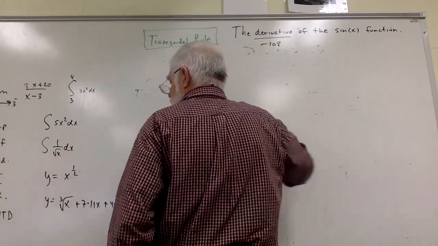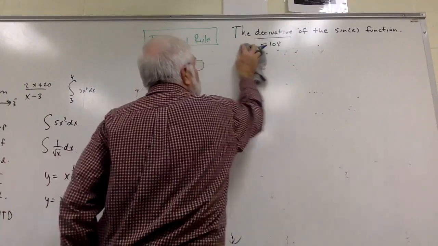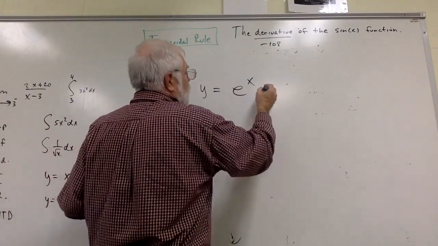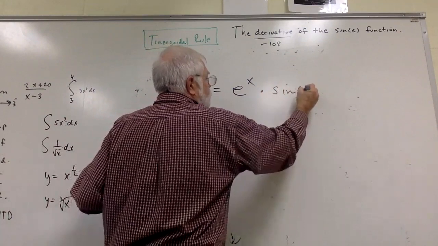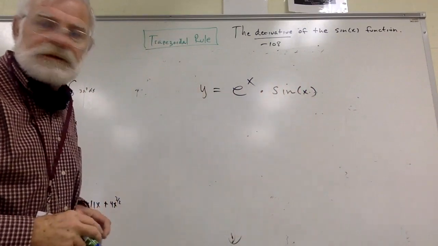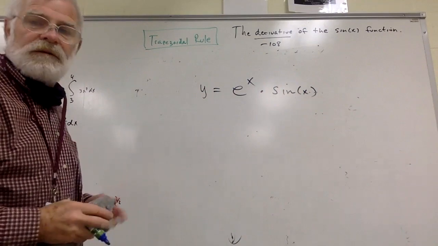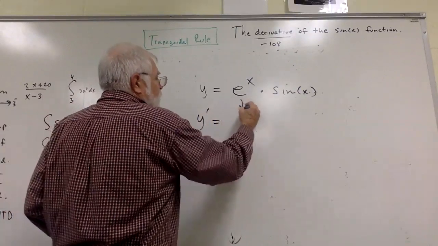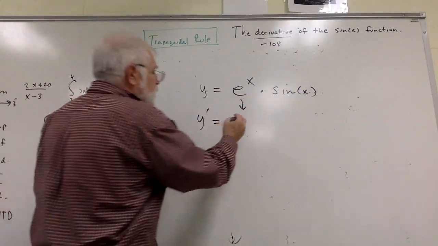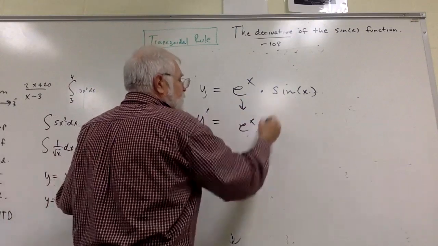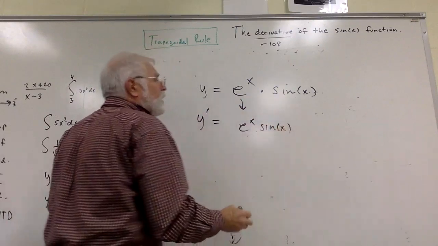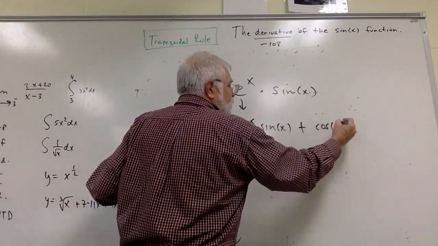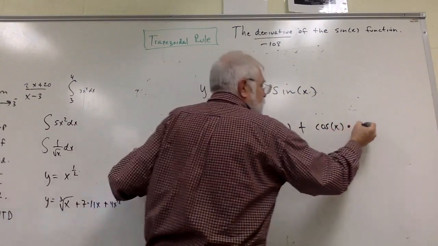All right, so now what are we going to do? We're going to do the product rule. Let's say we have y equals e to the x times the sine of x. Okay, so you did a video last night. Hope you can do this. So what's y prime? Take the derivative of the first. What's the derivative of e to the x? It is e to the x times the second factor, and then add the derivative of the sine function, which is the cosine function, times the original function, e to the x.